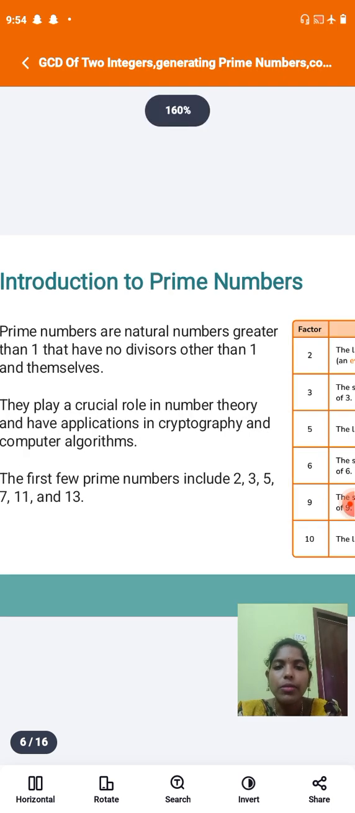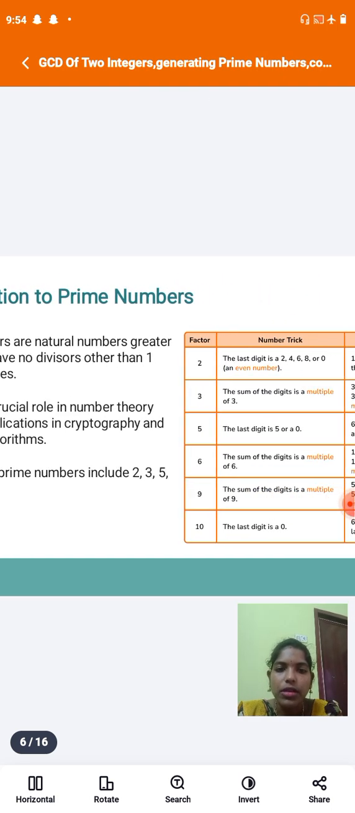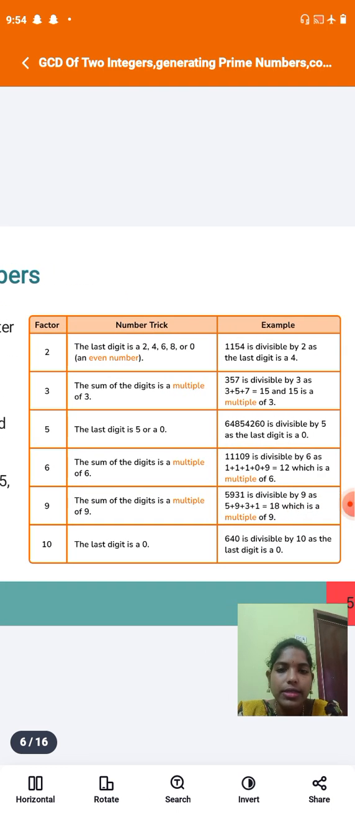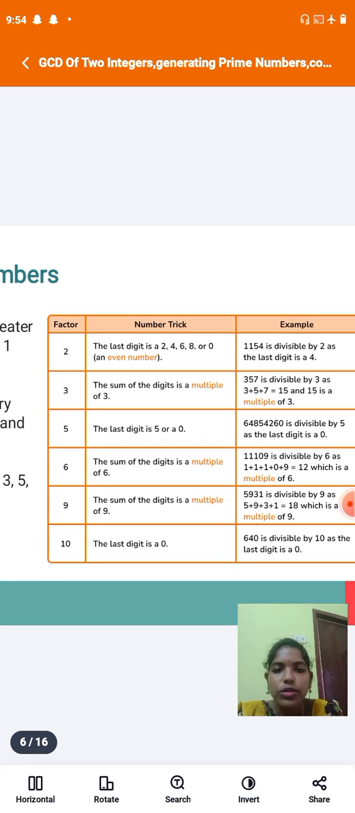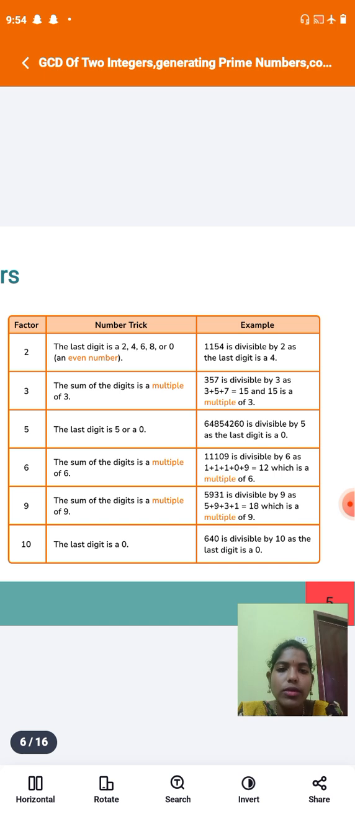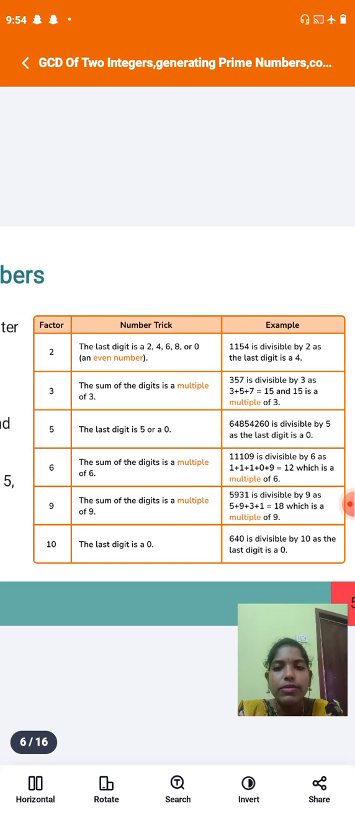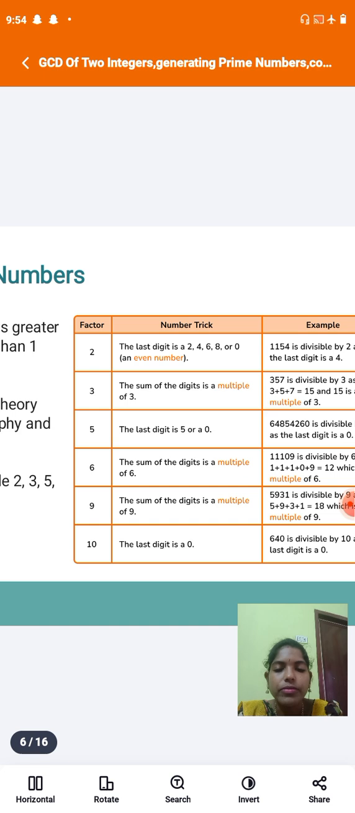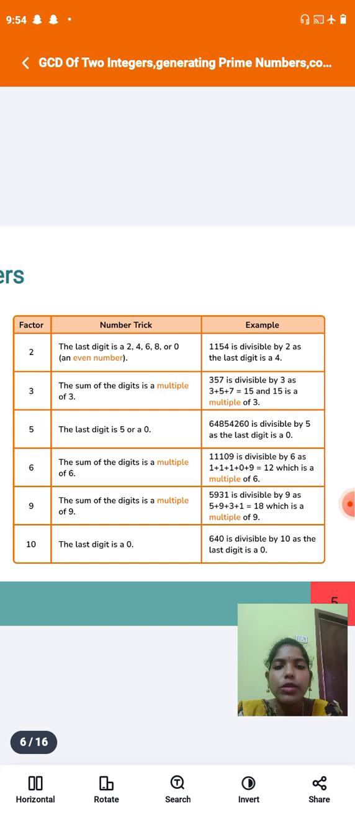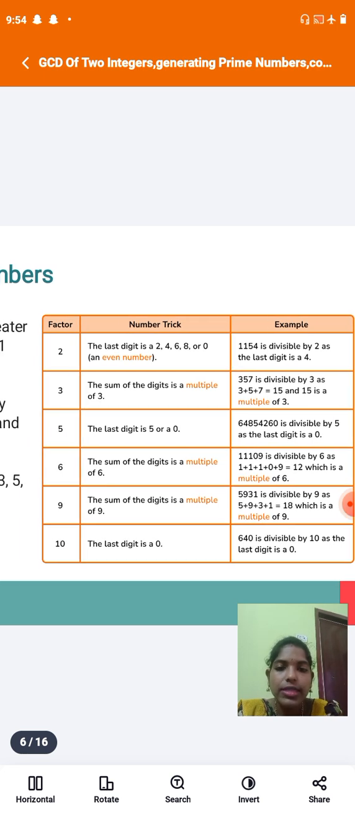Next, introduction to prime numbers. Our next topic is prime numbers. Here we observe number tricks and examples. If the last digit is 2, 4, 6, 8 or 0, it is an even number. So 1154 is divisible by 2 as the last digit is 4. A number ending with an even digit is divisible by 2, so it is an even number.